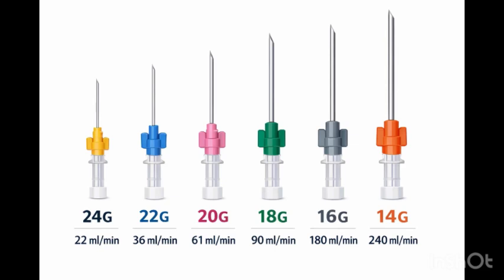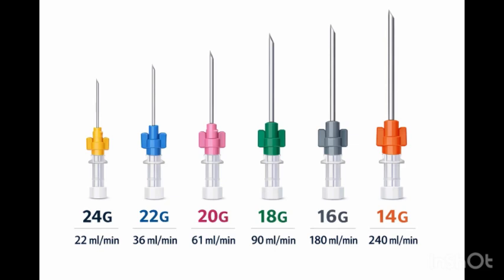And we have the green one, which is 18 gauge, 90 ml per minute will be the flow rate. And then we have a gray one, 16 gauge, 180 ml per minute. Then we have the orange one, that is 14 gauge, which is 240 ml per minute.